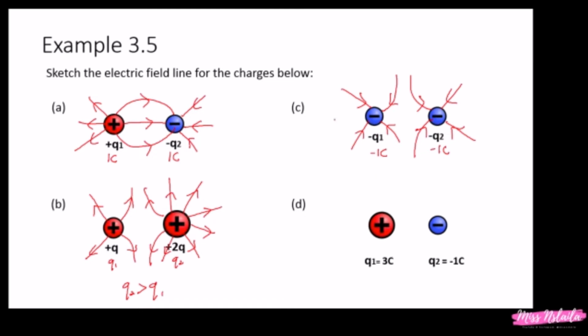For D, we have a positive charge and also a negative charge. Q1 is equal to 3 coulomb, Q2 is equal to negative 1 coulomb. We can see that Q1 is greater than Q2 and it has triple the magnitude, 3 kali ganda. So for positive charge, 1, 2, 3, 4, 5, 6, 7, 8, 9. So Q1 has triple the magnitude compared to Q2.